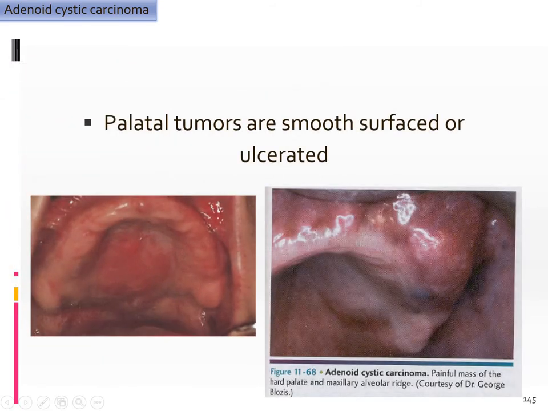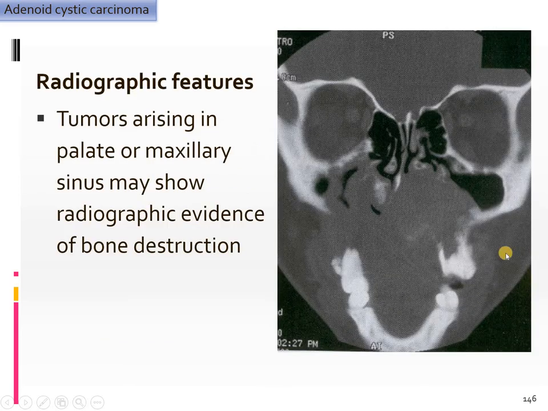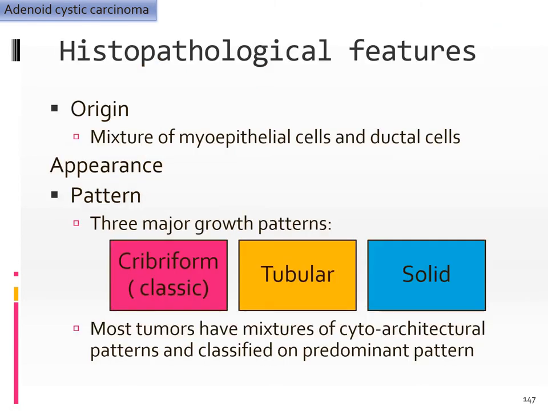The palatal tumors are usually smooth surfaced, but may easily ulcerate, giving rise to an ulcerated mass in the palate. They may invade the hard palate. You can see a lot of bone loss in the radiograph. And histologically, it is made up of a mix of myoepithelial cells as well as ductal cells.